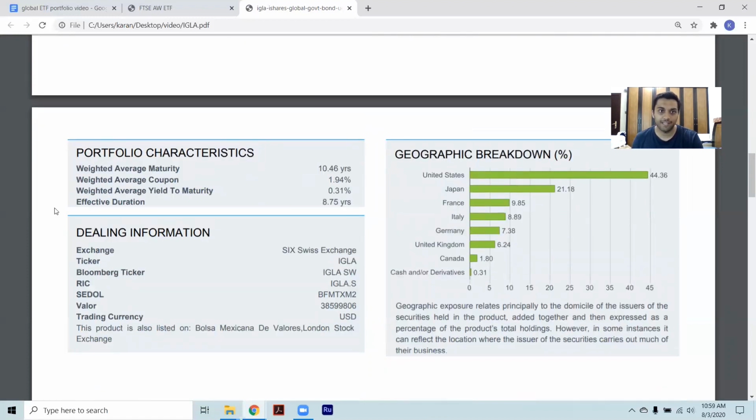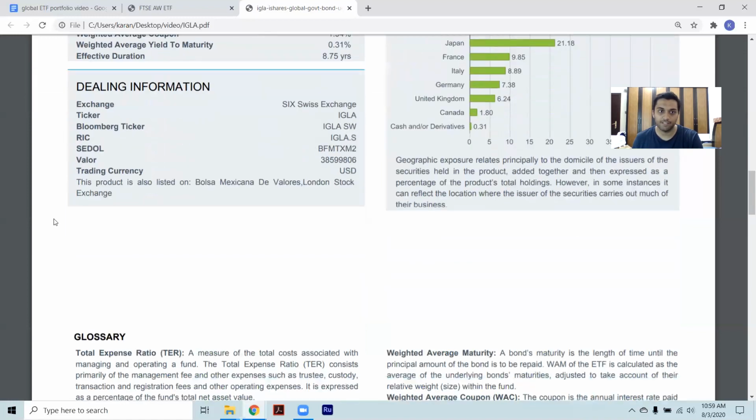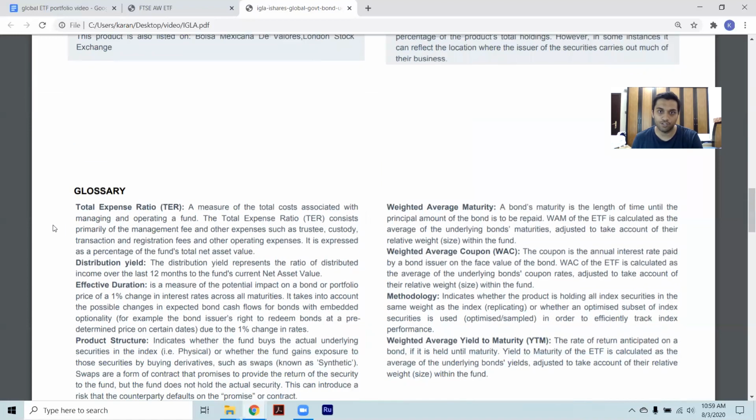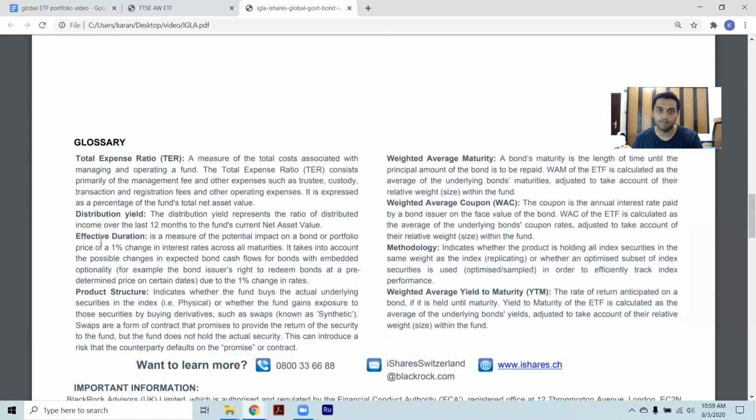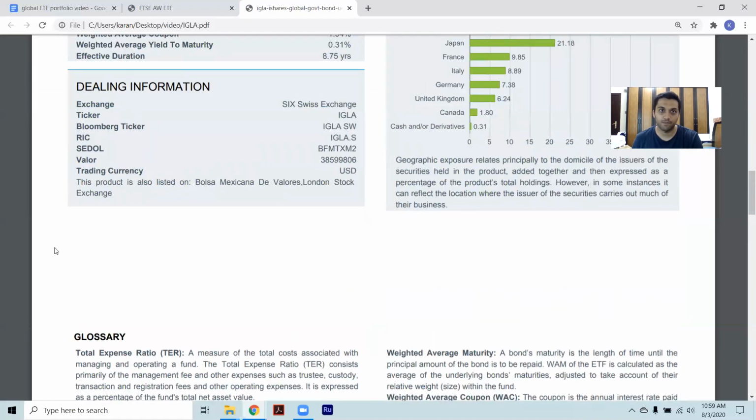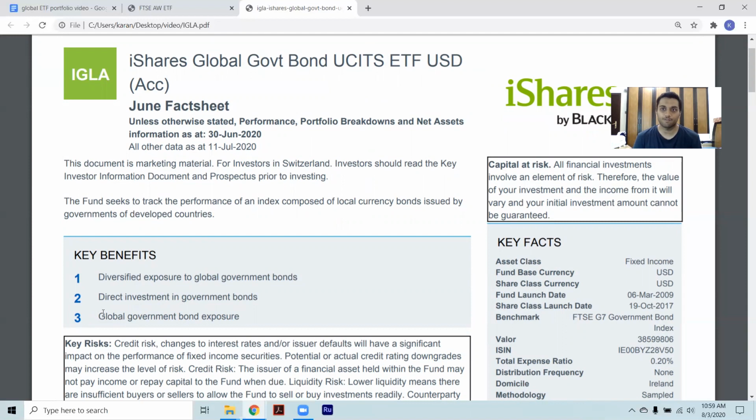Looking at the portfolio characteristics, we can see the weighted average maturity is 10.46 years, the weighted average coupon is 1.94, the weighted average yield to maturity is 0.13%, and the effective duration is 8.75 years. If you want to know more about the portfolio characteristics, you could scroll down to the glossary right below and read about each of those. So there you have the first sample covered of a globally diversified ETF portfolio.